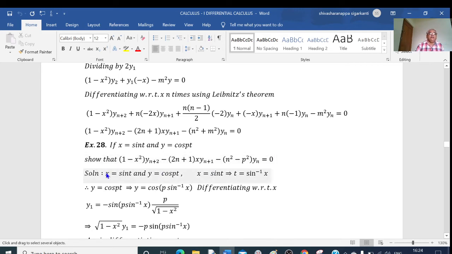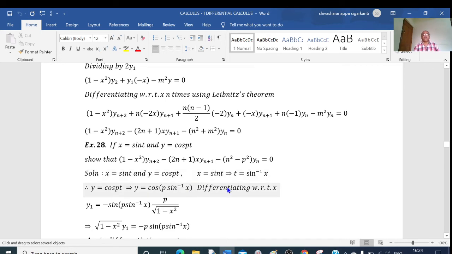So here it is given that x equal to sin t and y equal to cos pt. x equal to sin t implies that t can be written as sin inverse of x. Okay, t equal to sin inverse x. What is y? y equal to cos of pt. This implies y equal to cos of p into t, which is nothing but sin inverse of x. I am writing y equal to cos of p sin inverse x.